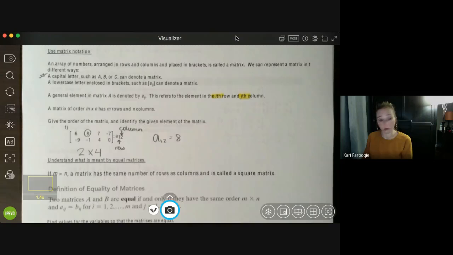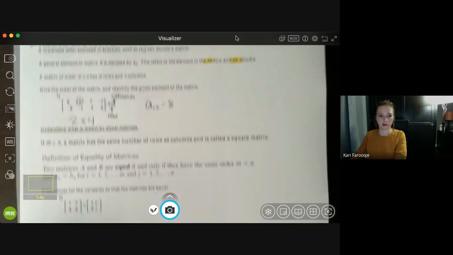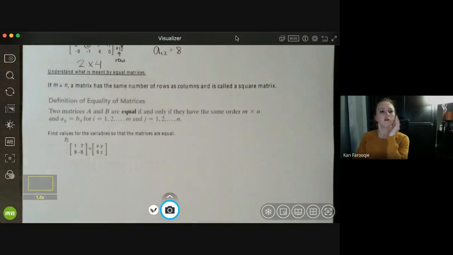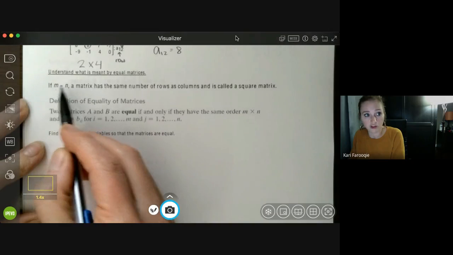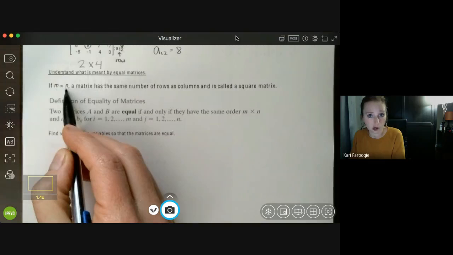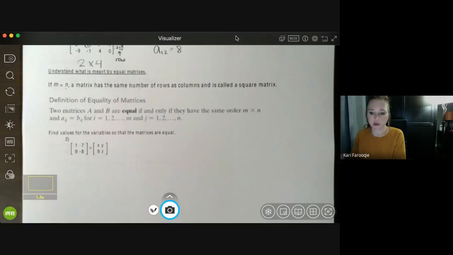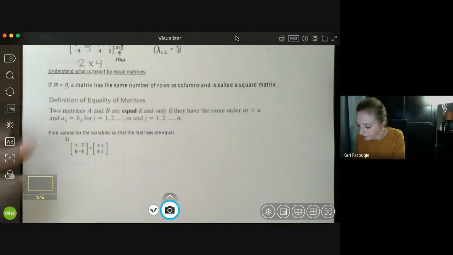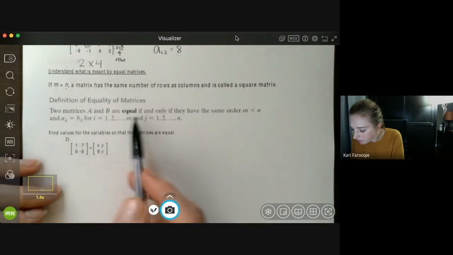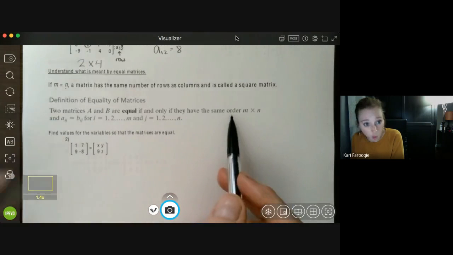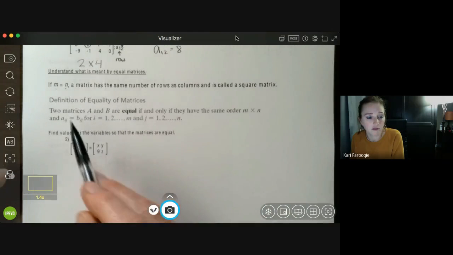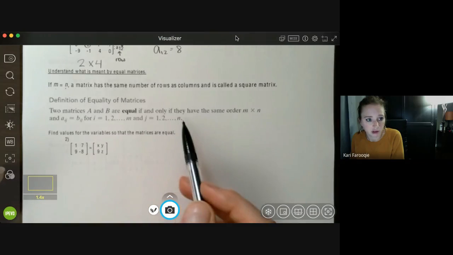Understand what is meant by equal matrices. You will find this to be fun and refreshing. If m equals n, a matrix has the same number of rows as columns and is called a square matrix. So if the number of rows equals the number of columns, then you have a square matrix. So a 3 by 3, a 4 by 4, a 2 by 2, etc. Two matrices A and B are equal if and only if they have the same order and the same elements in the matrices.